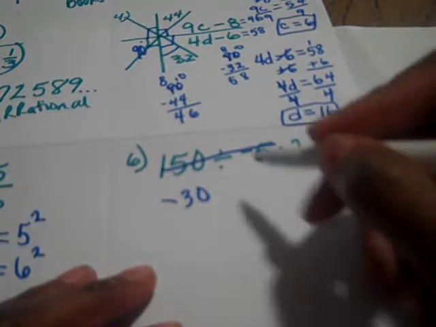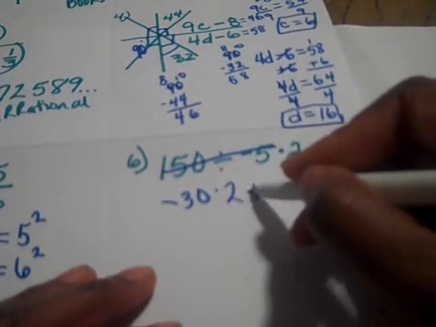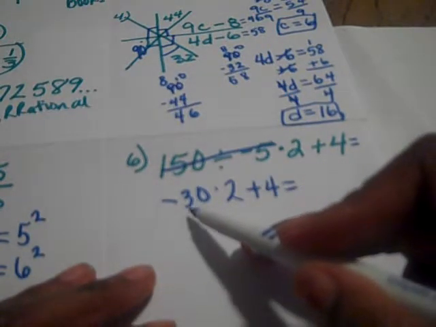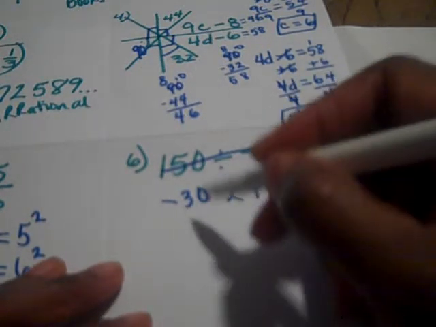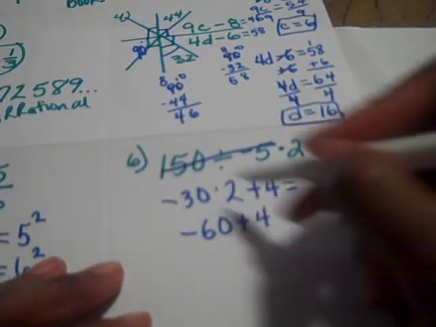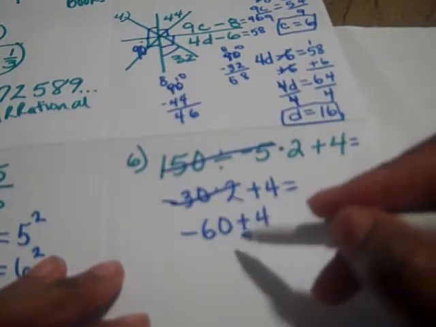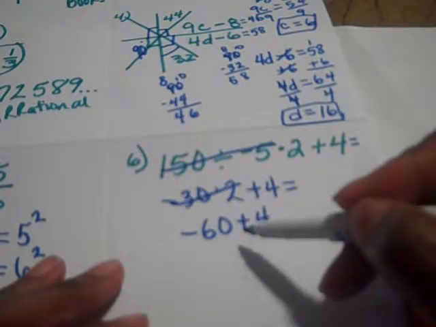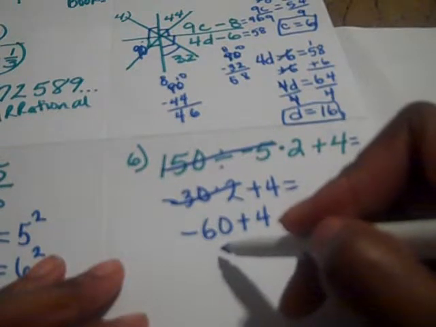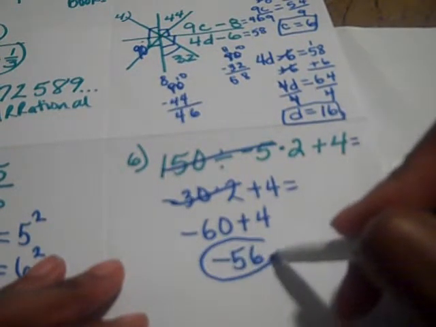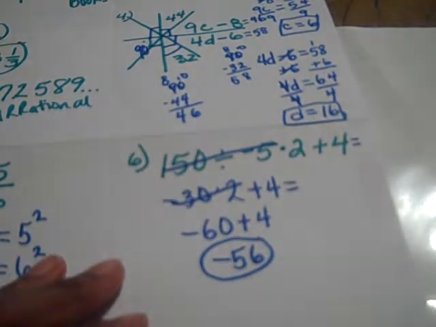Crossing that problem out, I still have times 2 plus 4. -30 times 2 is -60 plus 4. -60 plus 4, I have a negative and a positive number, therefore I'm going to subtract, which is going to give me -56 as my final answer. Moving on to question number 7.